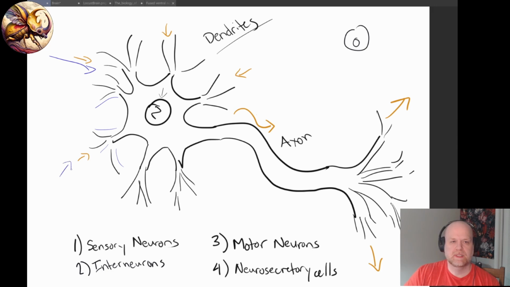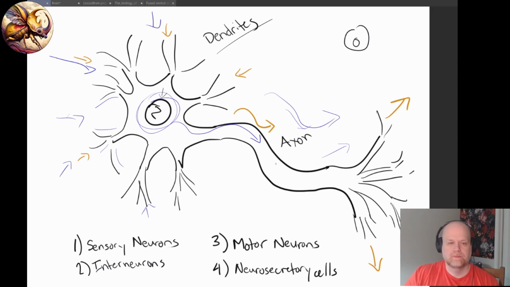This is where electrical signals come in from other neurons and other nerves, and then the signal is processed and then passed down the axon, which is how the signal is continued to be sent to the next neuron and to the next neuron and so on. So in through the dendrites, processed in the cell body, out through the axon.